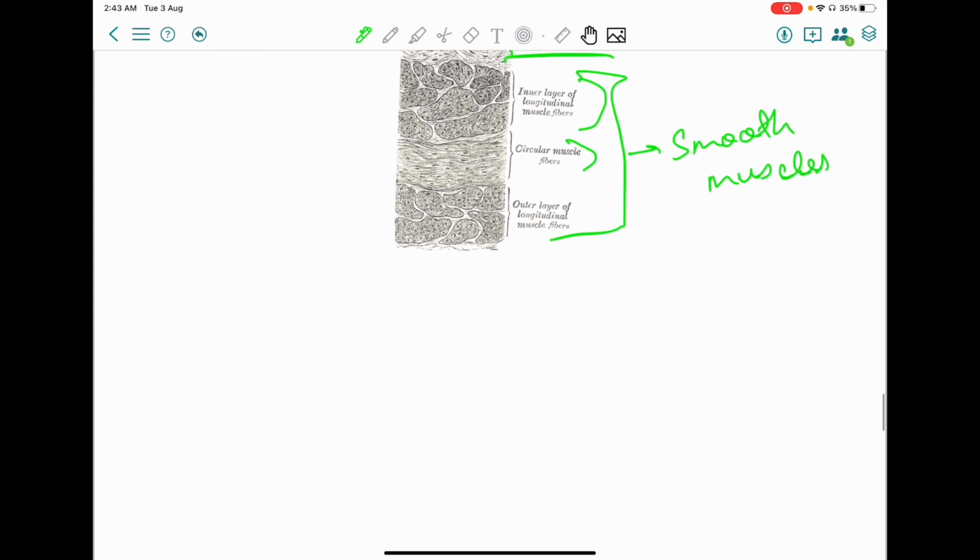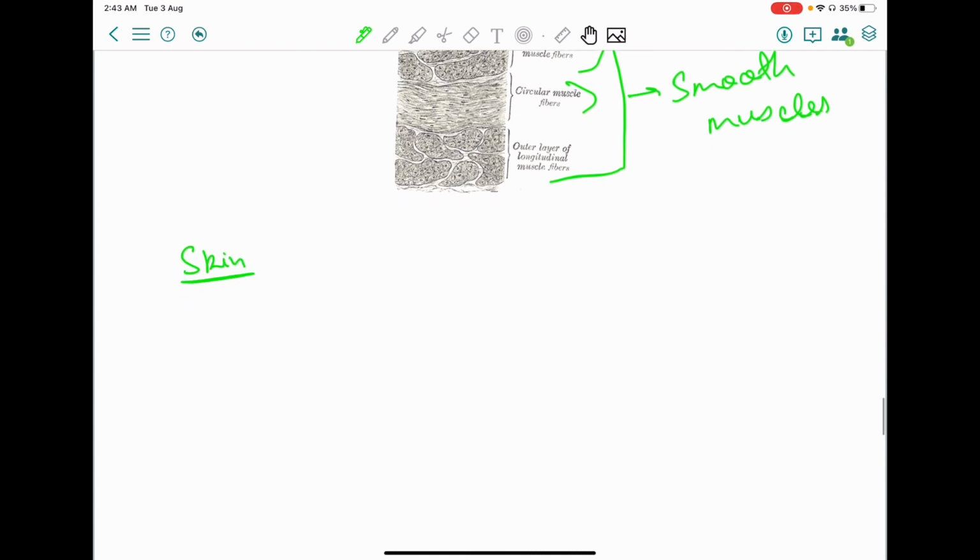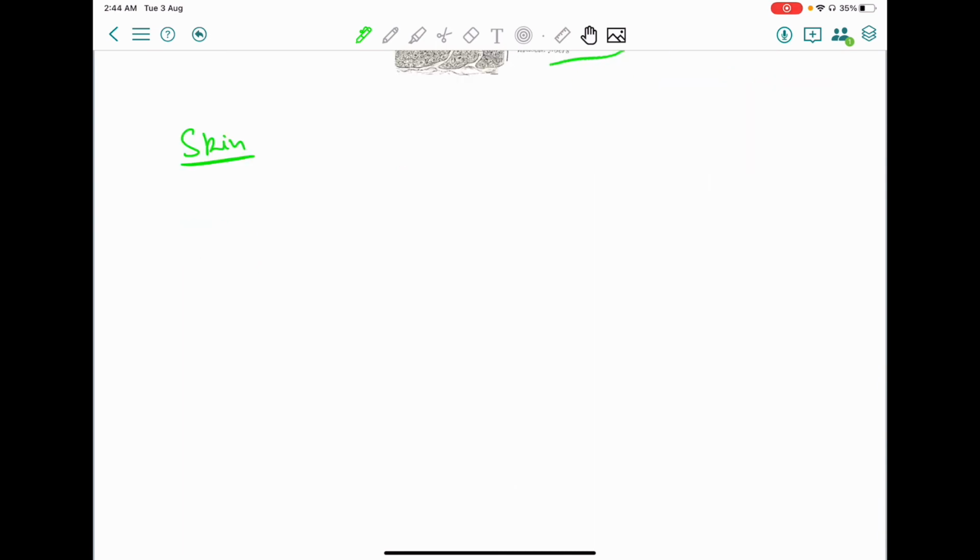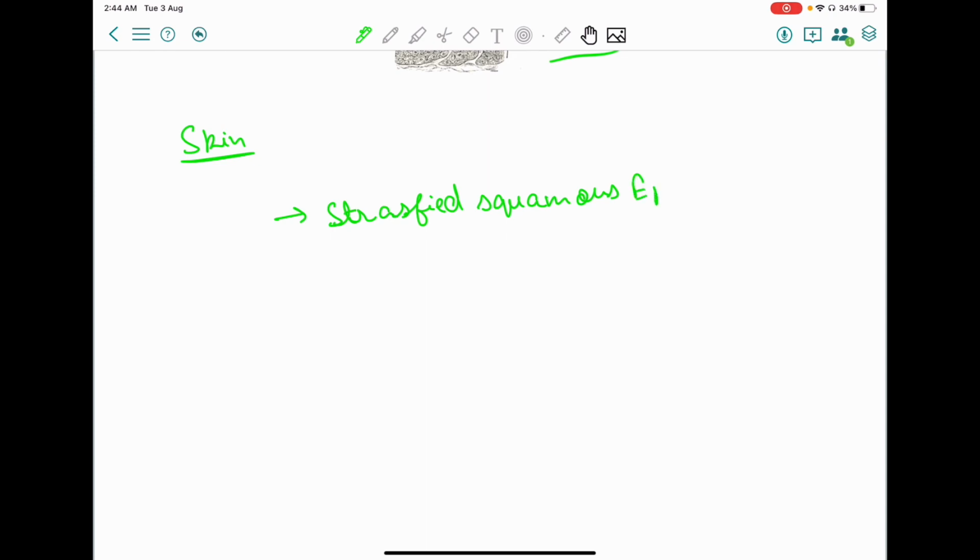So now we're going to the next topic, that is skin. The renal tube is over. Let's talk about skin. In skin, the top layer, which I told you is epithelium, is stratified squamous epithelium.